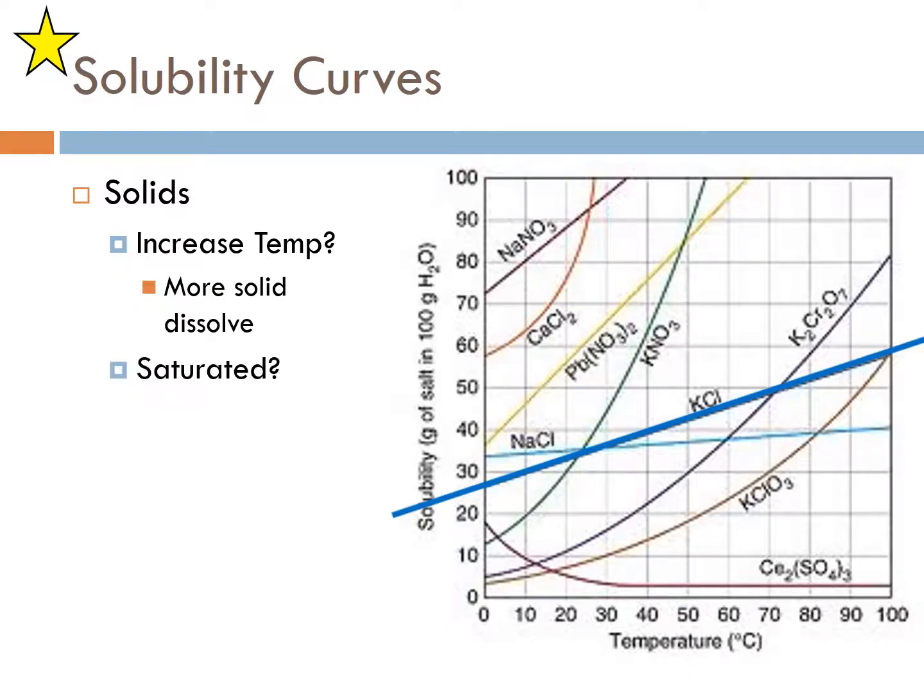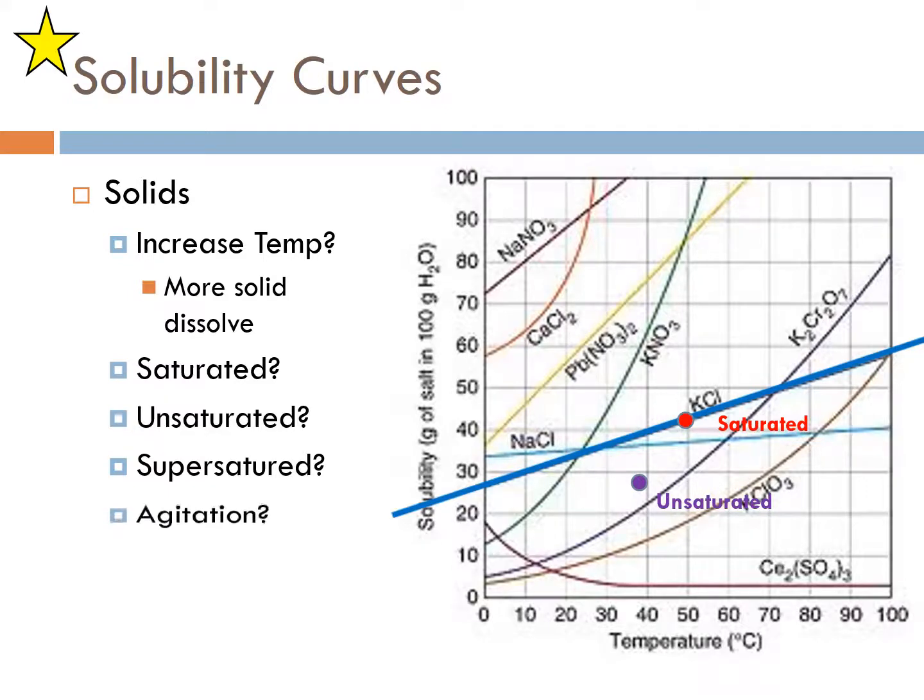A saturated solution is the maximum amount of solid that you can dissolve at a certain temperature. So that's where the saturation line is located. The saturation line is exactly what the line is on the graph. An unsaturated solution means you can increase the solute, so it's going to be below the saturation line. And then supersaturated is the point where there's more solute dissolved than possible to hold, and that is going to be above the saturation line.